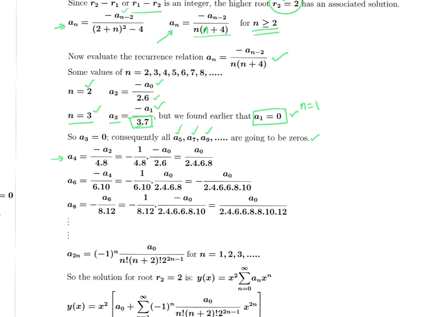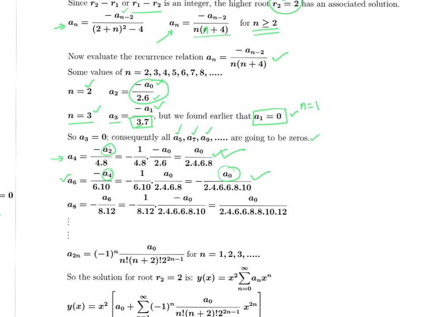So a sub 4 is going to be negative a sub 2 over 4 times 8. And a sub 2, we found it right here. And we are going to take that value and plug it in. That's going to give me this. Similarly, we find a sub 6 in terms of a sub 4. But a sub 4 is something we just found. We are going to plug it in. And that's going to give me a sub 6 in terms of a sub 0.